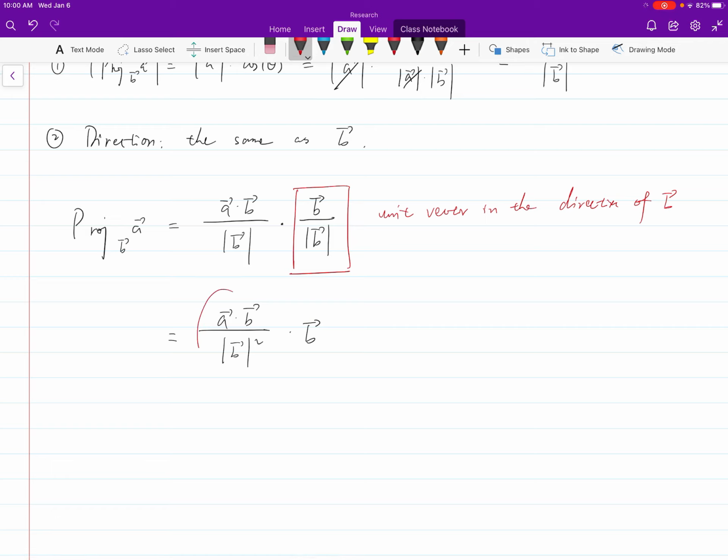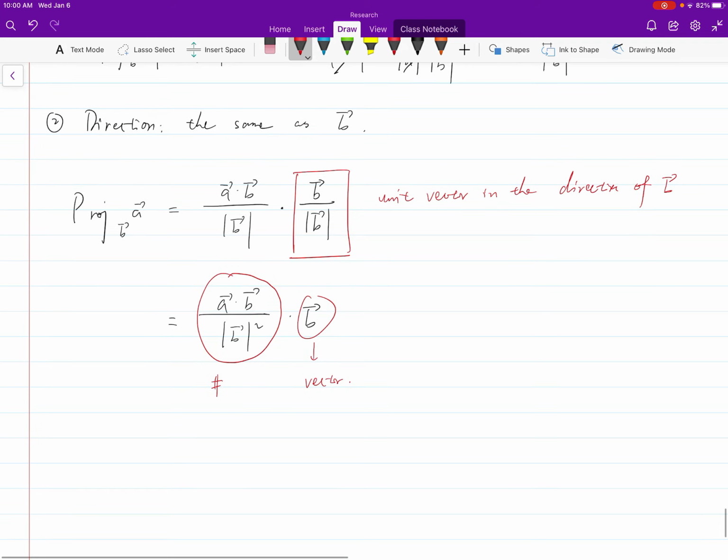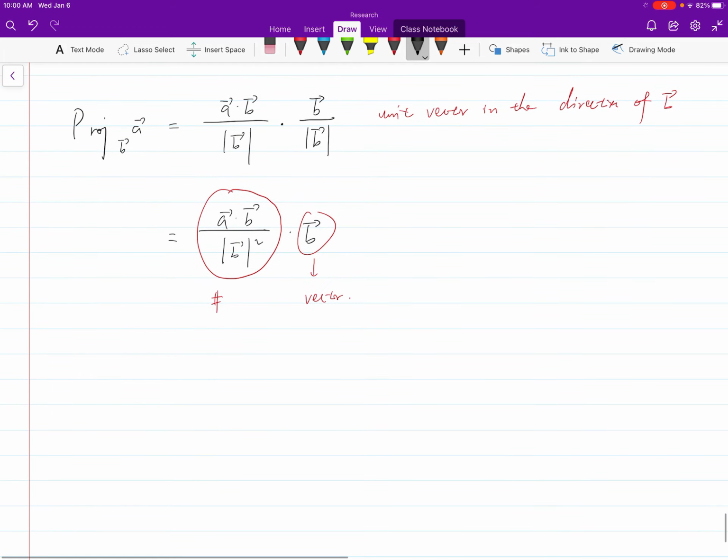Note, this is a number. A dot B is a number. B squared is a number. This is a vector. So together, it's going to be a vector. Moreover, it's going to be in the direction of B. All right. Personally, actually, I prefer the first formula, because that gave me such a clear idea. I'm timing some length in terms of unit vectors. But which formula you want to go with, it depends on you.